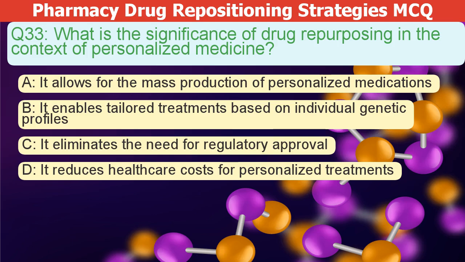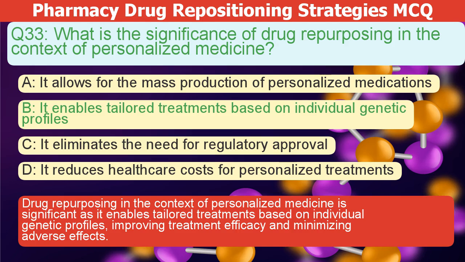What is the significance of drug repurposing in personalized medicine? A. It allows for the mass production of personalized medications. B. It enables tailored treatments based on individual genetic profiles. C. It eliminates the need for regulatory approval. D. It reduces healthcare costs for personalized treatments. The correct answer is B. Drug repurposing in personalized medicine is significant. It enables tailored treatments based on individual genetic profiles. This improves treatment efficacy and minimizes adverse effects.